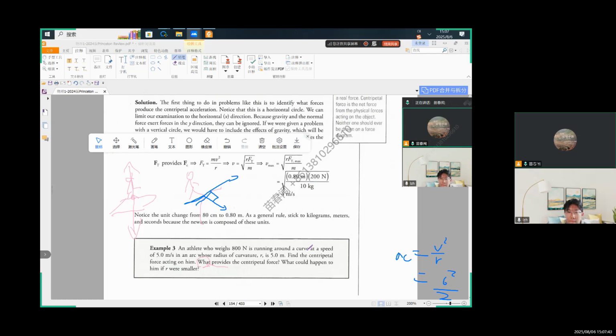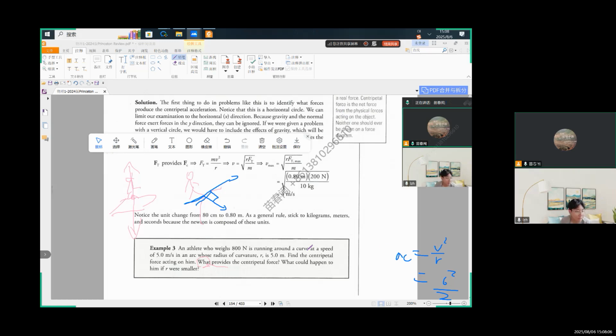Also because you don't move, so it's a static friction. Does that make sense? Static friction. It's basically you're there, you don't go anywhere. You just turn, right? So static friction provides the centripetal force normally when you turn, or when a car turns, or when a bicycle turns, it's the static friction. Does that make sense?